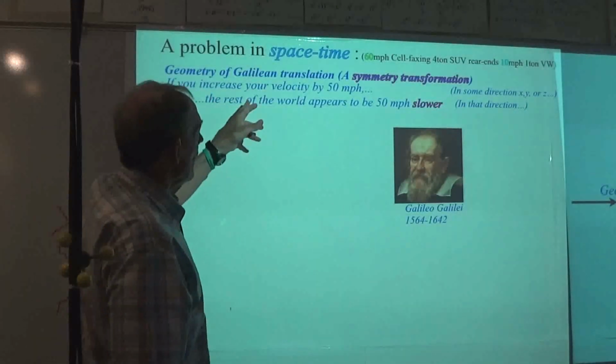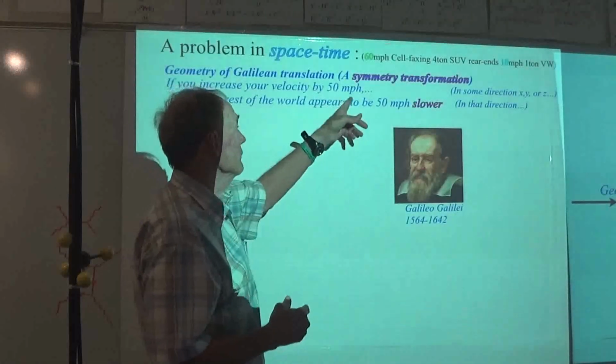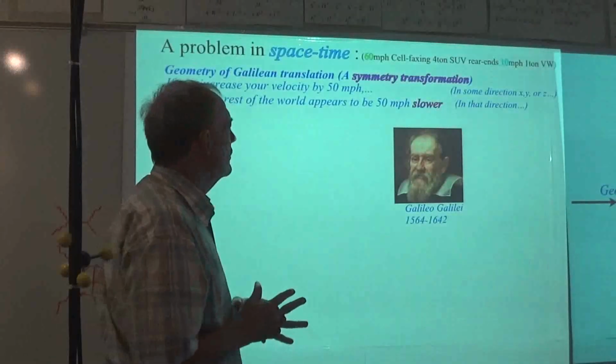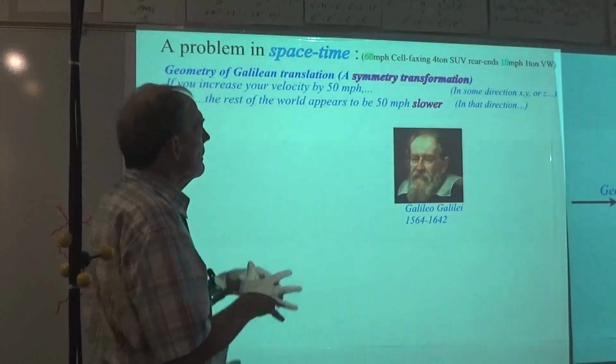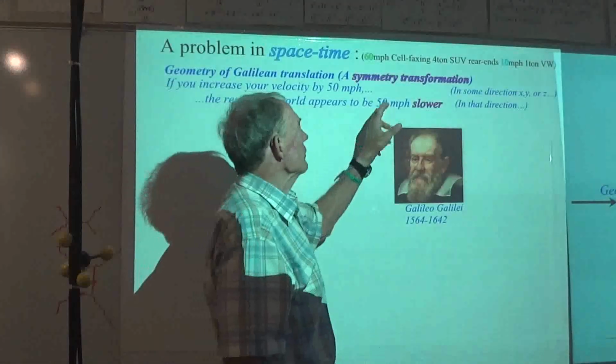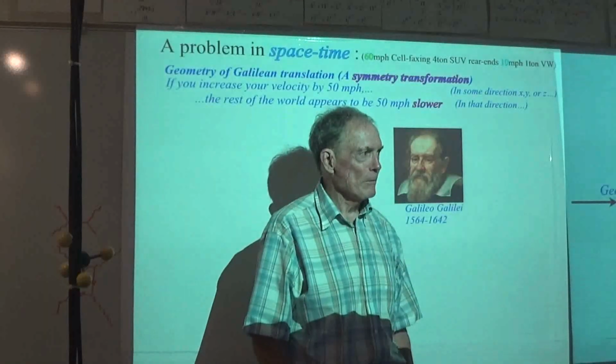And he realized that if you increase your velocity by, well, he didn't say 50 miles an hour, since no horse could go 50 miles an hour, but I'm just putting it down as an example, the rest of the world appears to be 50 miles per hour slower to you.